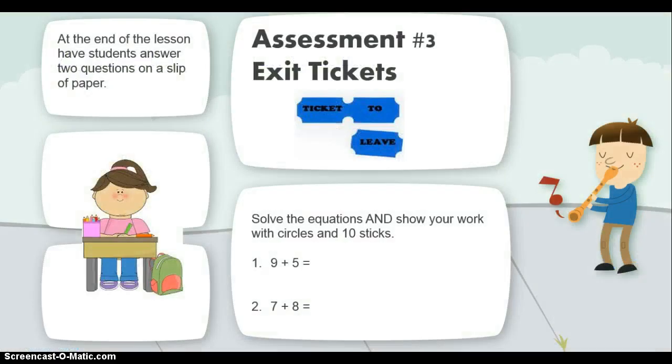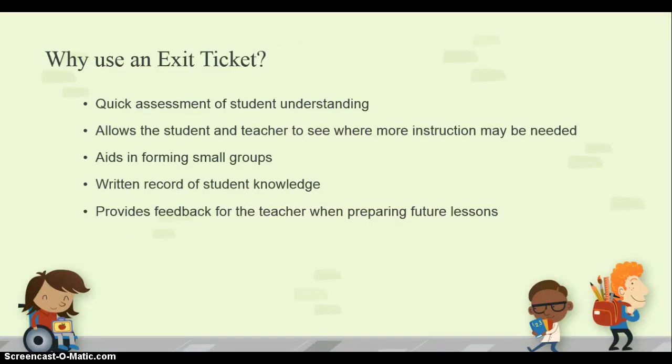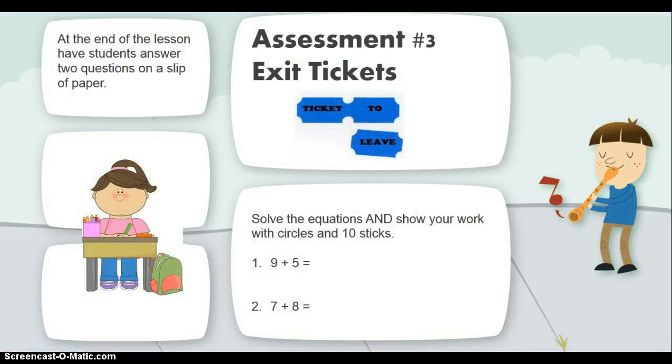The last assessment we will do at the very end of the lesson is an exit ticket. This is a fun way to get an overall assessment of what the kids have learned during this lesson. So at the end of the lesson, the students will all have a slip of paper with 2 questions. The directions are solve the equations and show your work using circles and 10 sticks. So some kids might be able to see that 9 plus 5 equals 14 and 7 plus 8 equals 15. That is great, but they also need to explain how they arrived at their answer. I want to see that they know how many ones and how many tens are in there.